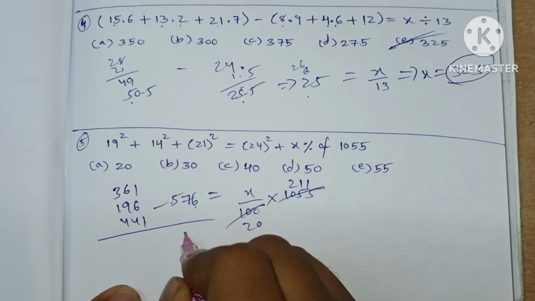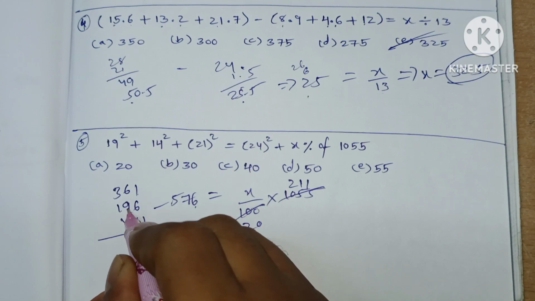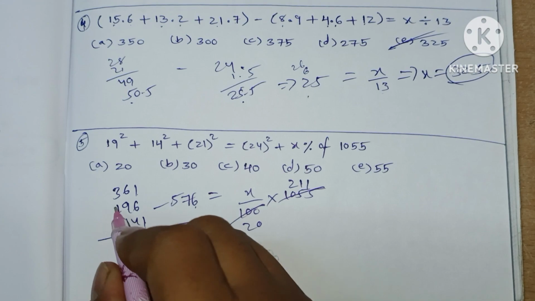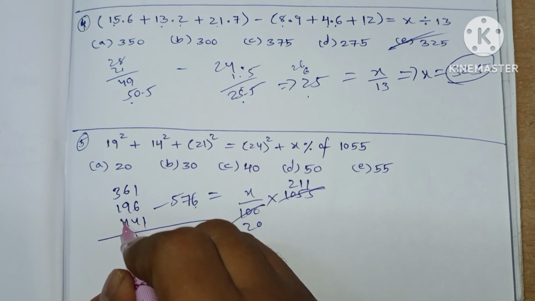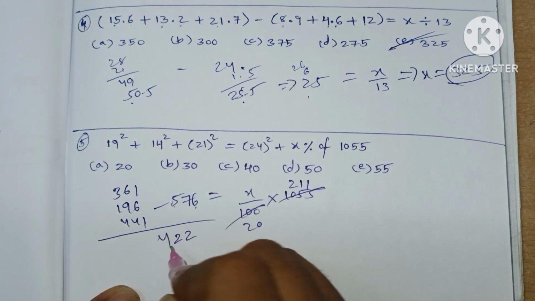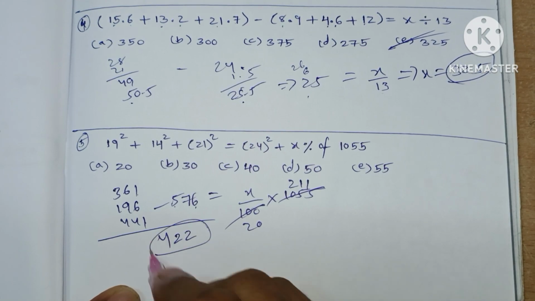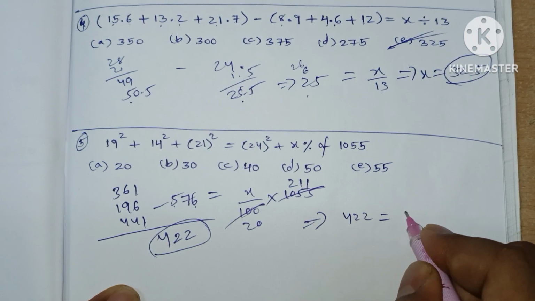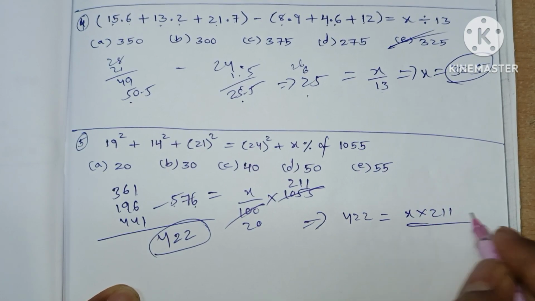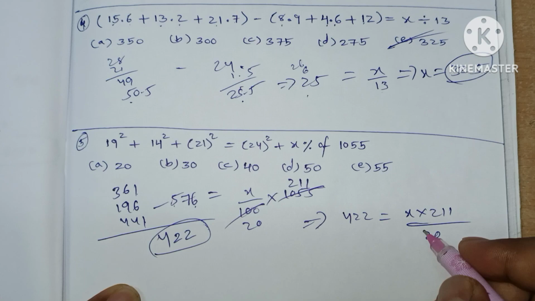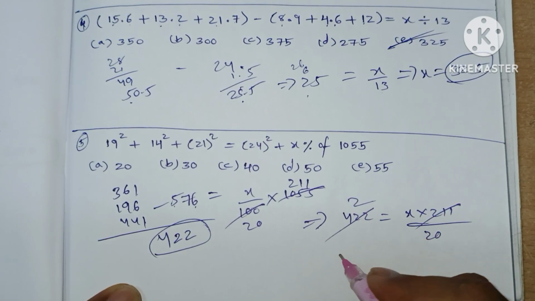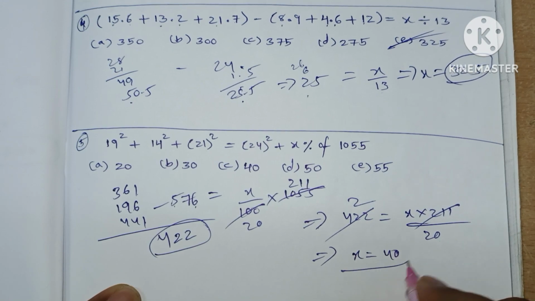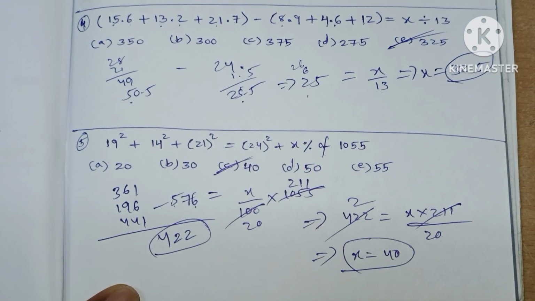8 minus 6, which will be 2. 10 19, 19 minus 7, which will be 12. Here 8 9, 9 minus 5, 4 422. We got 422 from this one. Therefore totally we have 422 equals x into 211 plus 211 divided by 20. 211 2 times. Therefore x value will be 2 into 20, 40. Answer is 40. Option C is our answer.